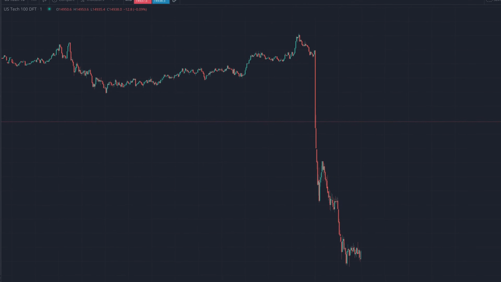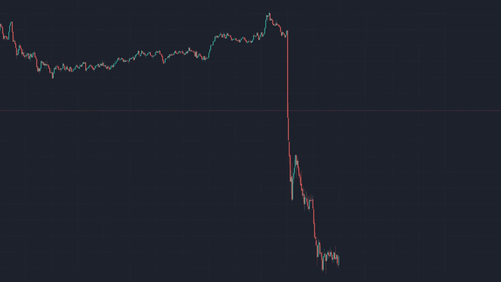This hotter than expected CPI result wiped out almost 300 points off the Nasdaq and 400 points off the Dow in the space of an hour. And I had predicted that this would be the case if the CPI results came in hotter than expected. And so I took advantage thanks to a basic understanding of what the CPI is and what it means for the economy.